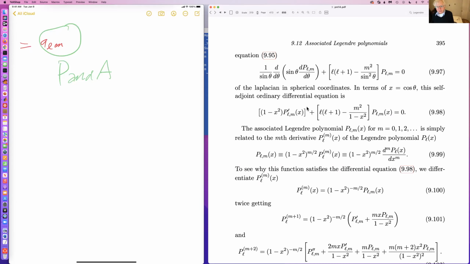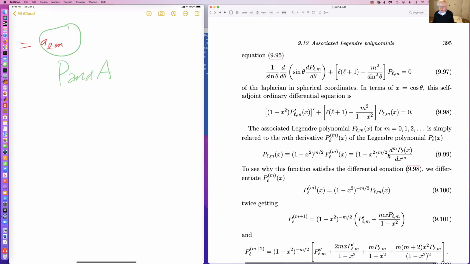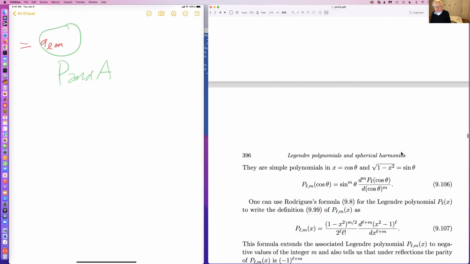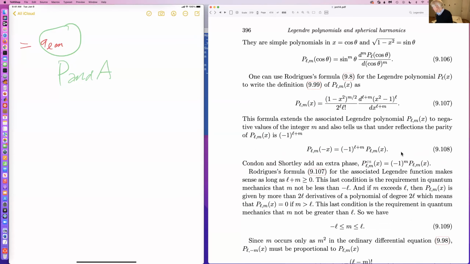Okay, so the more compact form for the associated Legendre polynomial P_L^M of x is this equation. This P_L^M is actually (1 minus x squared) to the m over 2 power times the mth derivative of the Lth Legendre polynomial. And the proof of that is given in these pages. I don't think we need to go through it step by step.